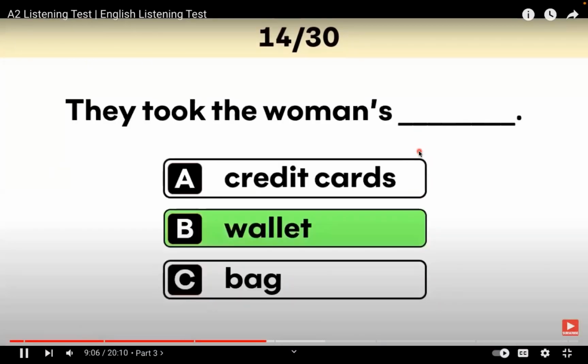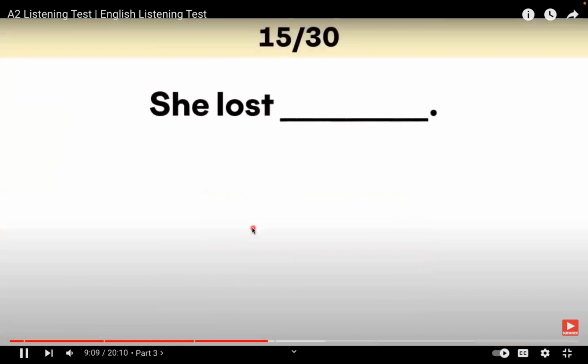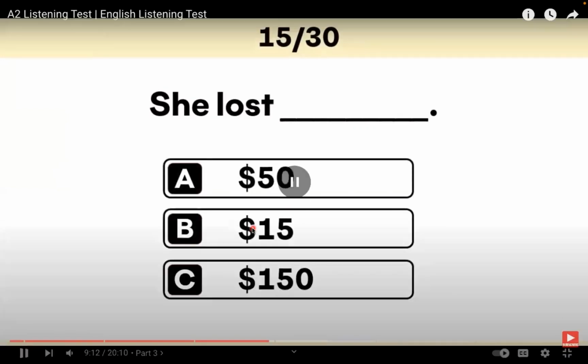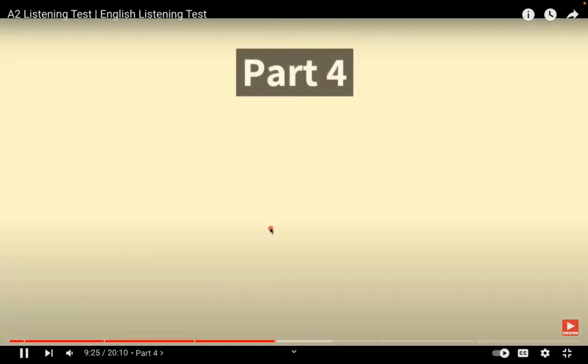The answer is wallet. They took her. What do you mean by wallet? المحفظة. Very good. Last one. She lost $50, $15, $150. A. 50. 50. A. Yes, the answer is correct. Very good. So let's have this one as the last part.